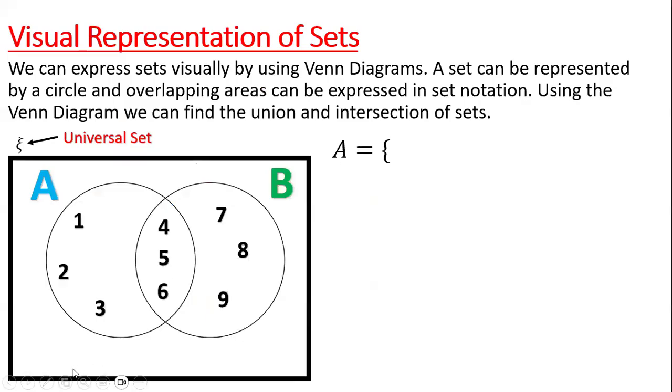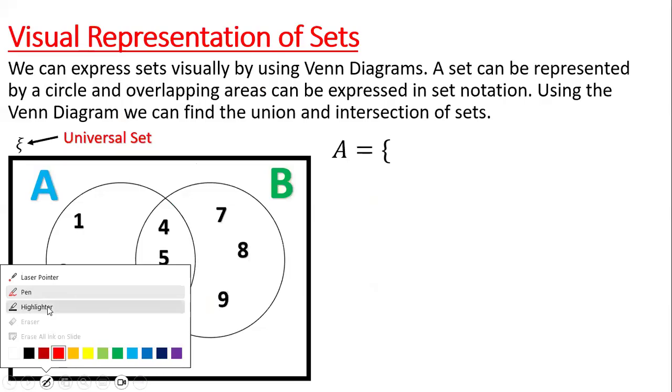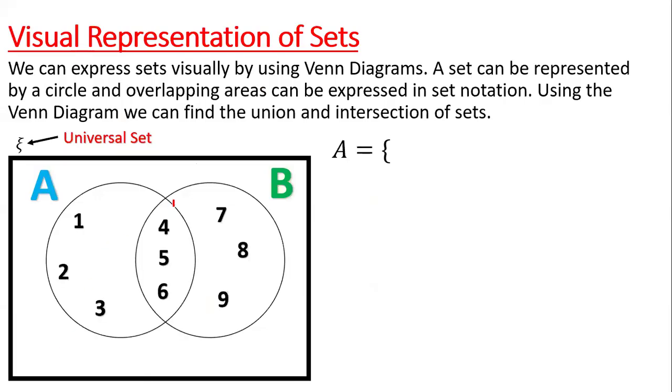Good. Can you tell me what are going to be the elements of A? 1, 2, and 3. So when we talk about elements in A, we're talking about all of the elements in A. But is that all of the elements that are inside A? No, sir. Are there more? Yes, sir. There are more. What are the others? 4, 5, and 6.